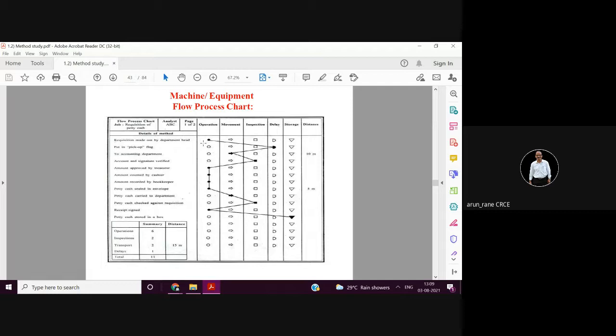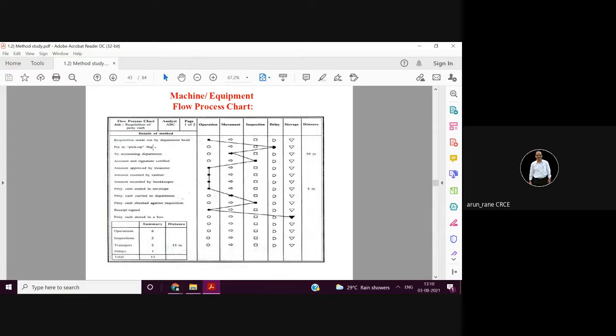Then you can draw this arrow. Now, like this, requisition made out by the department head, then put in a pickup flag, then go to the accounting department, accountant signature verified, amount approved by the treasurer, then amount counted by the cashier, amount recorded by the bookkeeper, petty cash sealed in the envelope, petty cash carried to department, then petty cash checked against the requisition, then receipt signed and petty cash stored in a box. So this is the flow process chart for the requisition of petty cash.